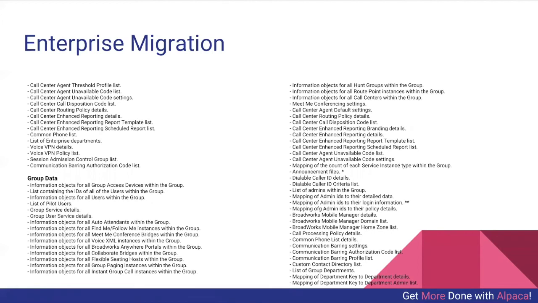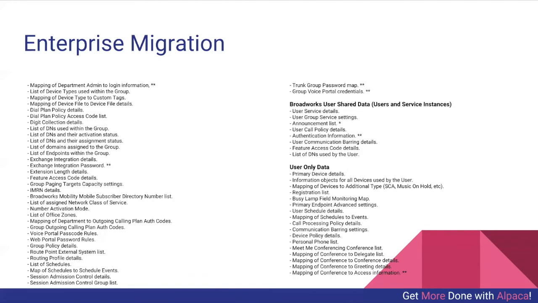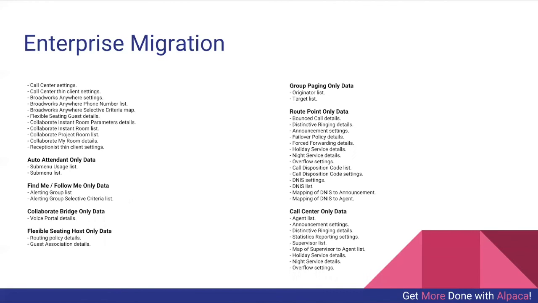Now, some of these things have asterisks beside them, and those asterisks mean that we don't use the OCI interface in order to gain that information. We use other mechanisms to get there, access to profile servers or access to the TimesTen database or whatever. But we get pretty much everything about every service and every feature, whether it be a user service, a user feature, a group feature, or a service provider feature, and we are able to migrate that data.